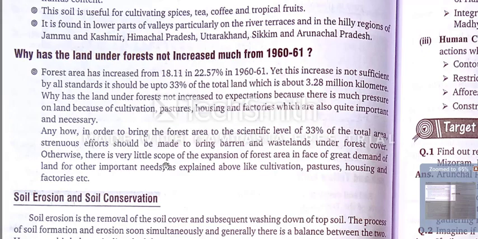Otherwise there is very little scope for the expansion of the forest in face of great demand of land for other important needs as explained above, like cultivation, pastures, housing, and factories, etc. If we do not find a substitute for these lands, barren land, wasteland, there will be very little scope of expansion, means very little place will be there for forest.